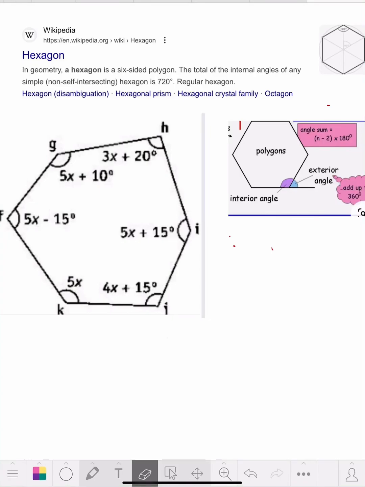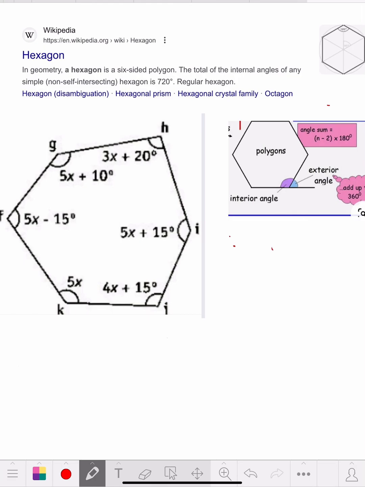The problem I found online today is this kind of odd shape. Actually, I didn't know what it was until I counted the sides. It's got 6 sides, and a hexagon has 6 sides. So I said, wow, I wouldn't have recognized this at a quick glance. Now what they want to know is the value of x. They gave you all the different angles, all 6 of them.